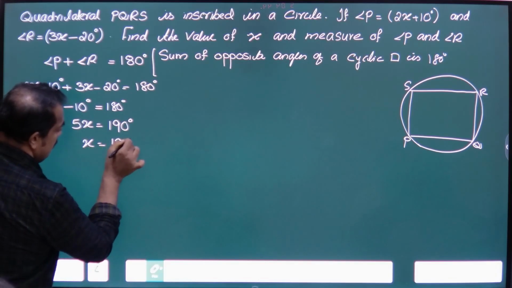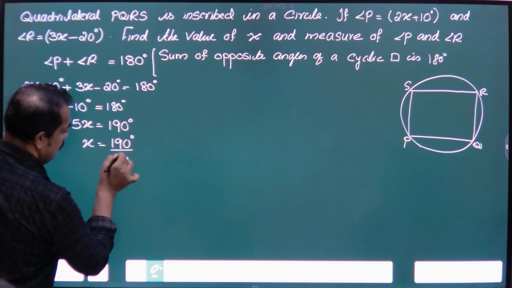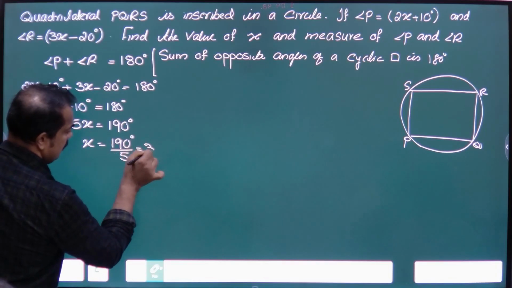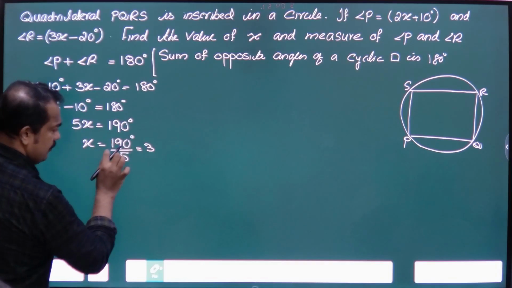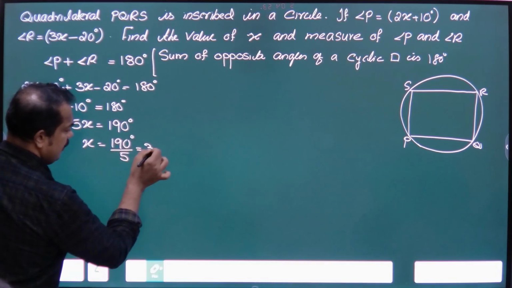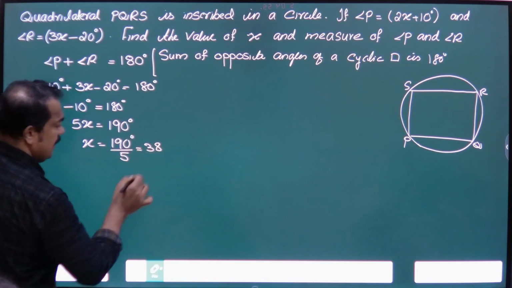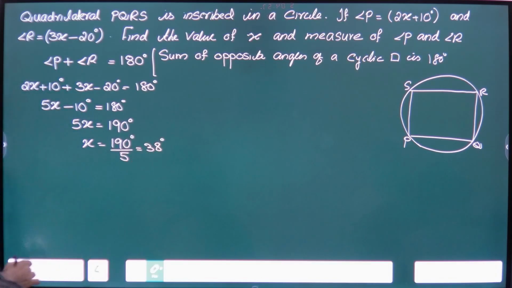190 degree divided by 5. 3 5 are 15 है ना, और 40 में 8, 38 degree. So x is equal to 38 degree.